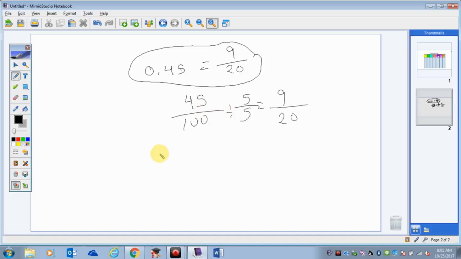You can do 0.6. This is 6, and it ends in the tenths place. So as we say this in decimal word form, it's 6/10. That equals 6 over 10. This is reducible by 2, so it's going to come down to 3/5. So 3/5 is equal to 0.6.